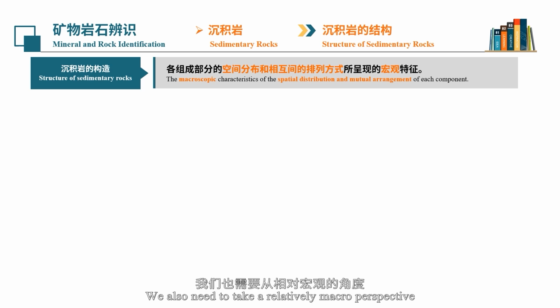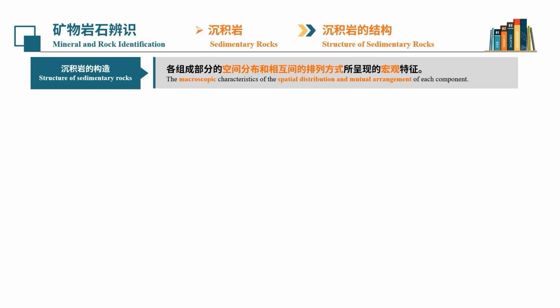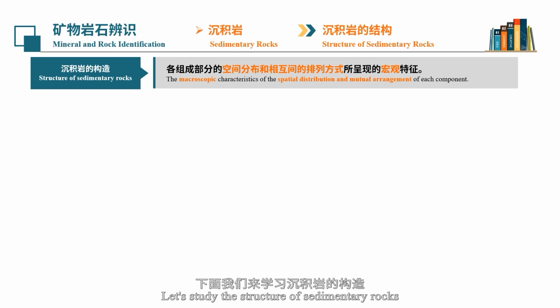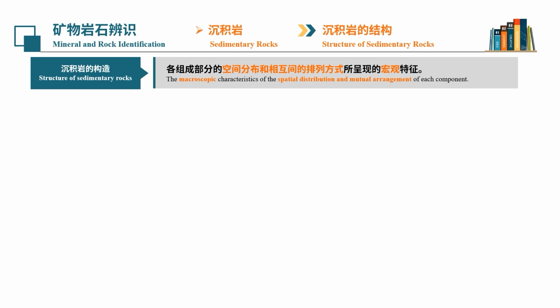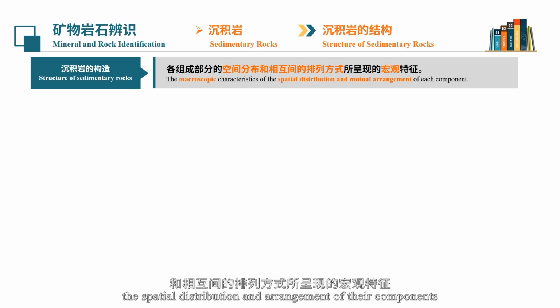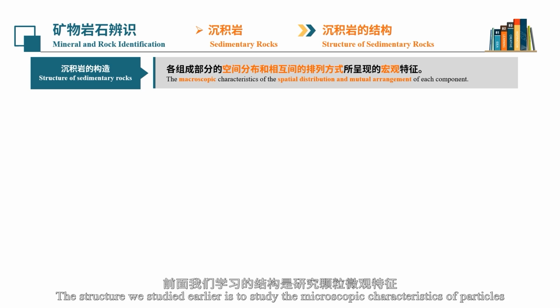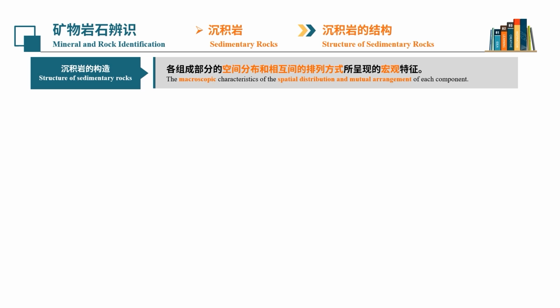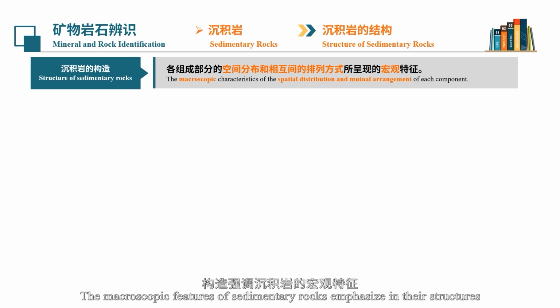We also need to take a relatively macro perspective to describe their characteristics. Let's study the tectonic structure of sedimentary rocks. Let's learn a few concepts first. The tectonic structure of sedimentary rocks refers to the macroscopic features manifested by the spatial distribution and arrangement of their components. The structure we studied earlier is to study the microscopic characteristics of particles. The macroscopic features of sedimentary rocks are emphasized in their tectonic structures.